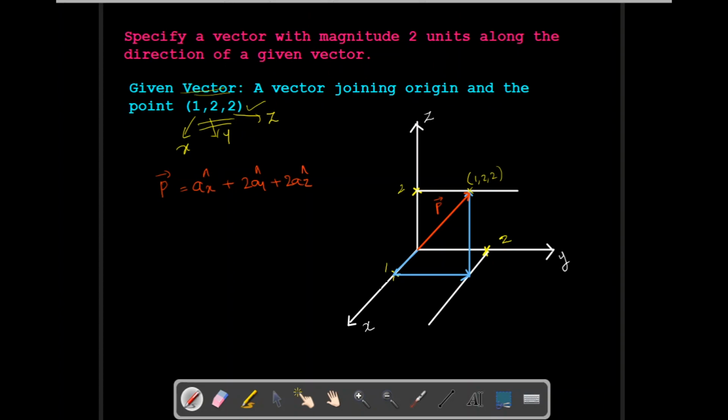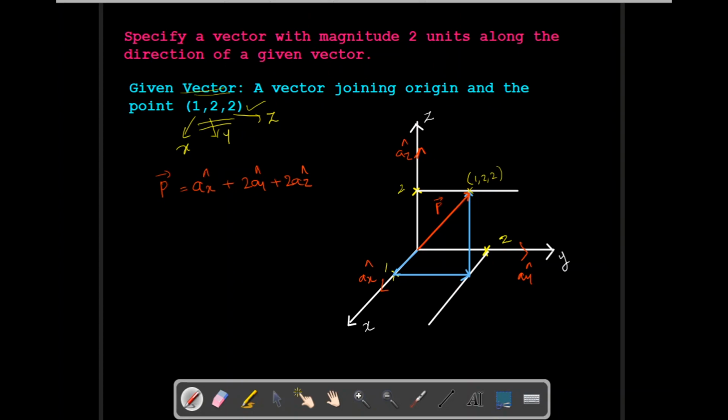That is because this is along the x direction, represented by unit vector ax cap. This is along the y direction, represented by unit vector ay cap. And this is represented by az cap, because these are direction vectors. So I have one magnitude along the x direction, two along the y direction, and two along the z direction. That is my p vector, and that is represented here. So this is how I represent it.